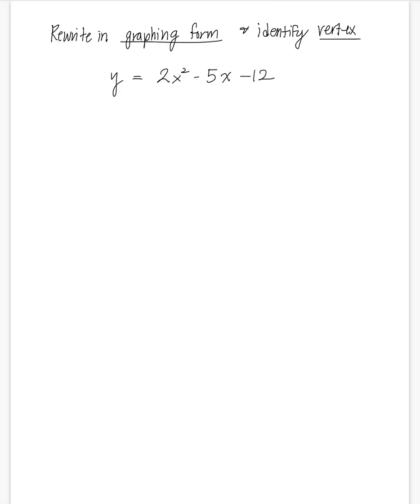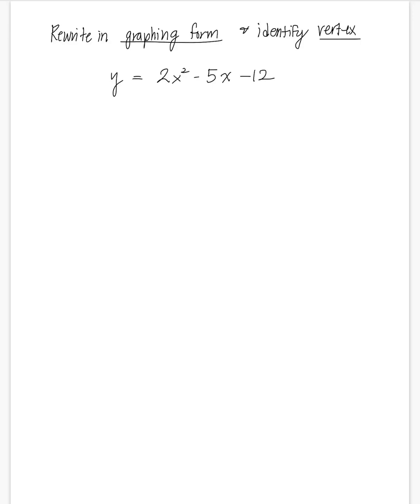Okay, so in this video we're going to rewrite the following equation in graphing form to identify its vertex by completing the square. And be aware that this is a bit of a challenge one because there's some fractions involved. And also the value of a is not 1, so we're going to have to factor out the 2.